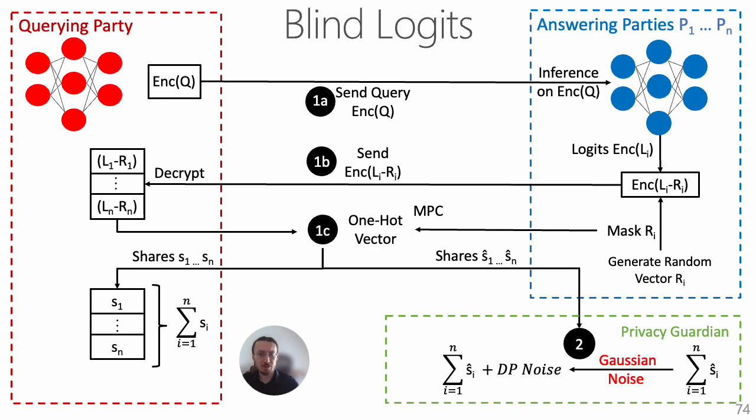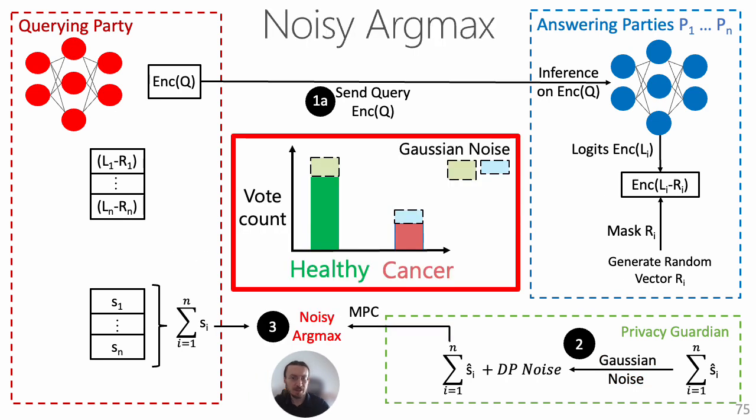In the second step, we use a differential privacy mechanism to provide privacy for the data on which the answering parties train their models. The privacy guardian sums its S hat shares from each of the answering parties and adds the Gaussian noise by the PATE framework. At the same time, the querying party sums its S shares. Then we sum the shares from the querying party and the privacy guardian. The result is a noisy histogram of the number of votes for each class. So we obtain the histogram by adding the noisy one-hot vectors.